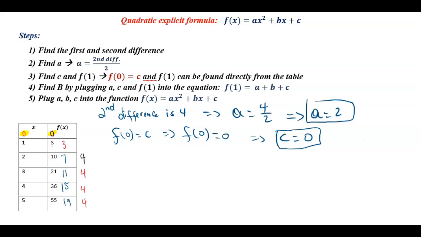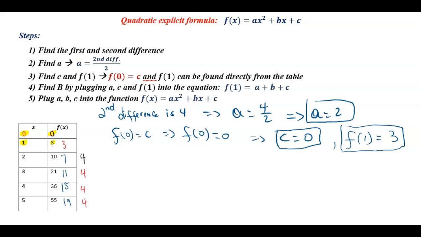Now, also, we gotta find f of 1 again from the table. So I'm gonna go back to the table and see wherever x is 1. We can see when x is 1, f of x is 3. So we know f of 1 is equal to 3. So we also need that piece of information.